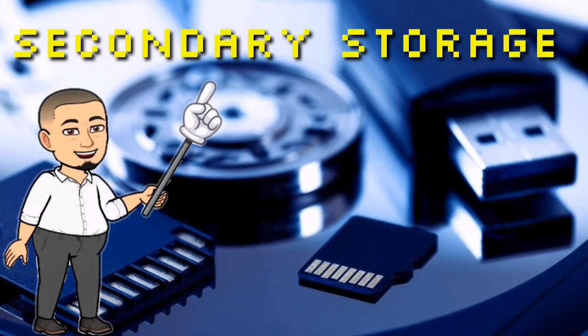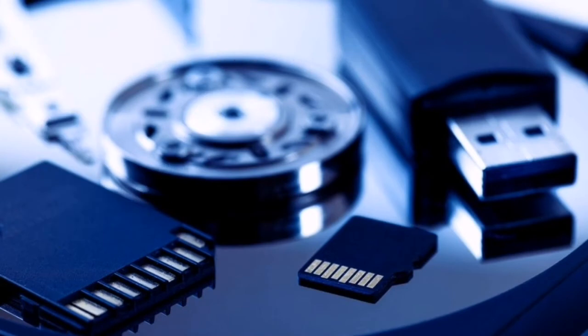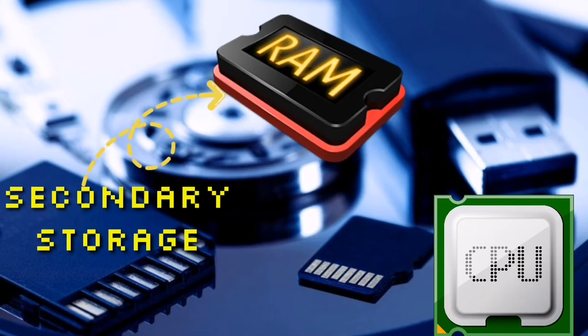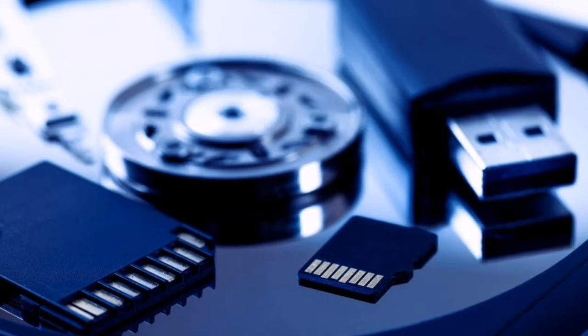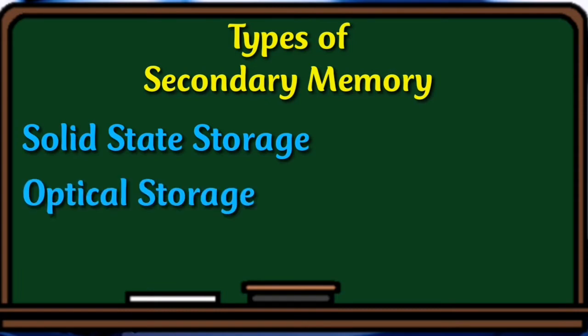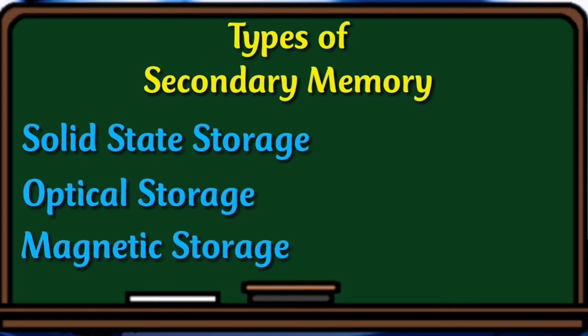We also have the secondary memory storage drive. Secondary memory is not accessed directly by the CPU. Instead, data accessed from secondary memory is first loaded into RAM and is then sent to the processor. Here are some types of secondary memory: solid-state storage, optical storage, and magnetic storage.